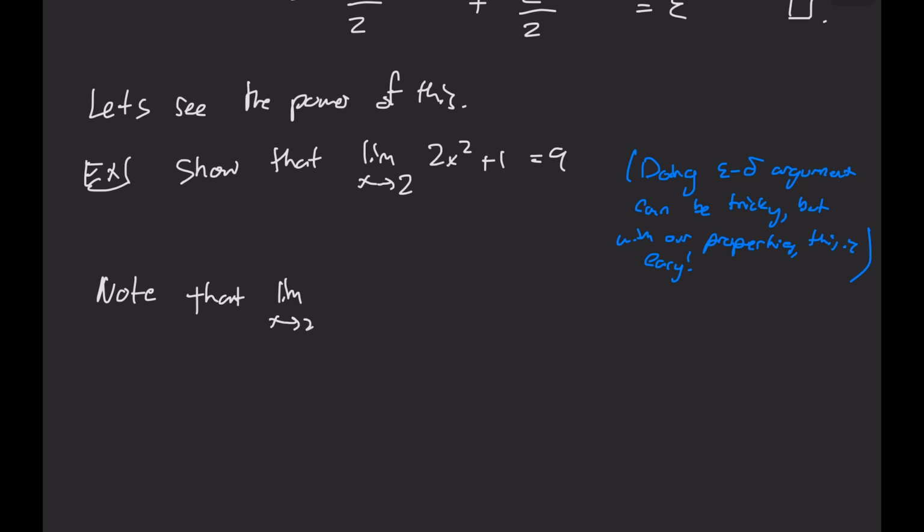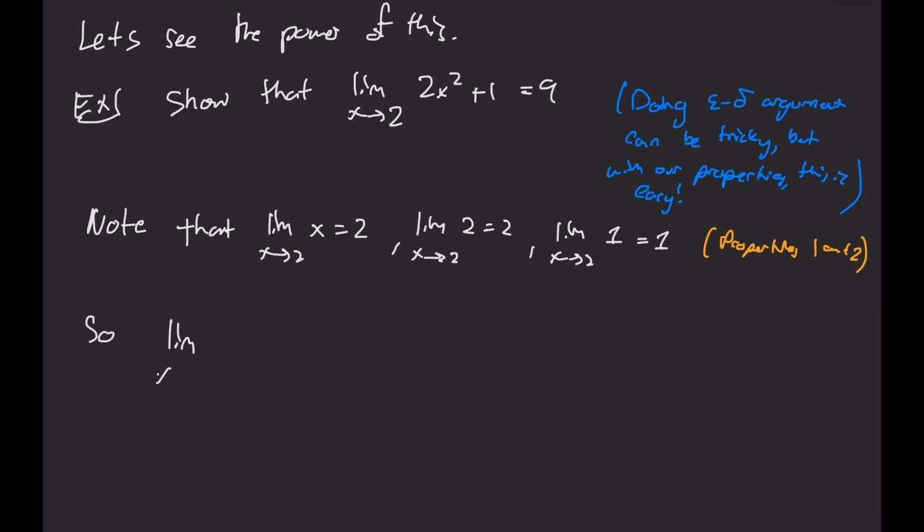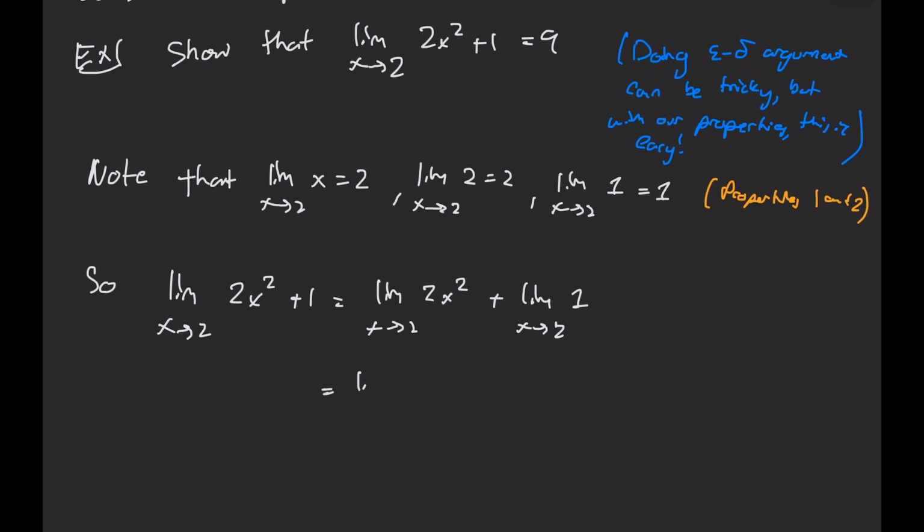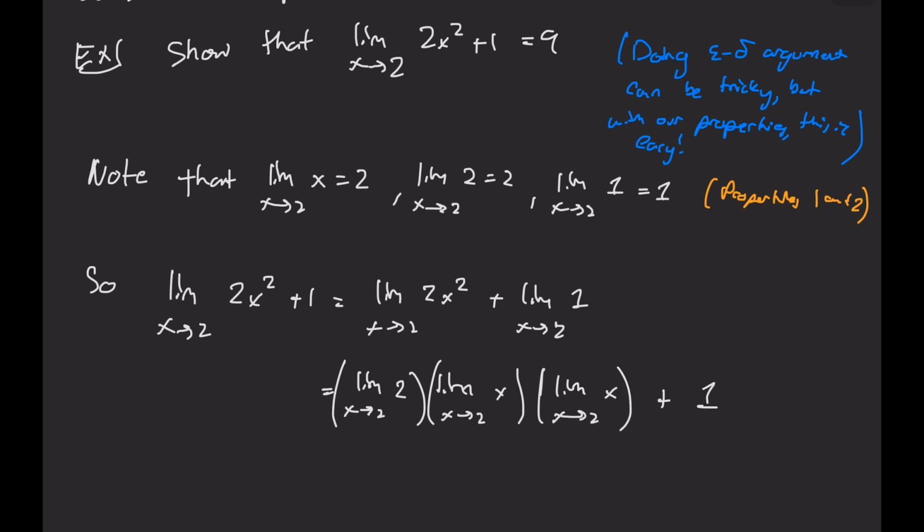So to do this, note that the limit as x goes to 2 of x equals 2, the limit as x goes to 2 of 2 equals 2, the limit as x goes to 2 of 1 equals 1 by properties 1 and 2. Now we can use our sum and product rules. So the limit as x goes to 2 of 2x squared plus 1 is the limit as x goes to 2 of 2x squared plus the limit as x goes to 2 of 1. That's our sum rule. And that's equal to 2 times the limit of x times the limit of x, because 2x squared is just 2 times x times x, and we have a plus 1.